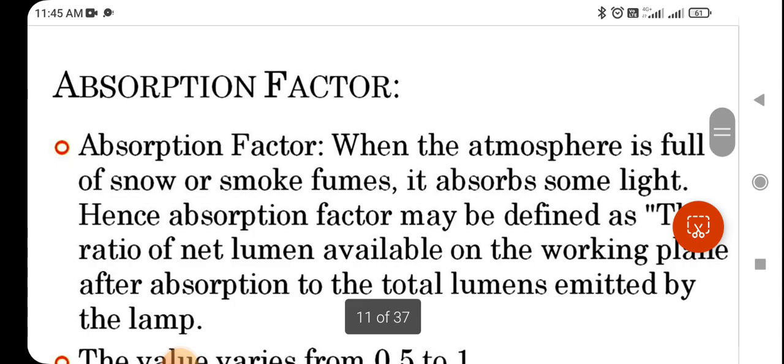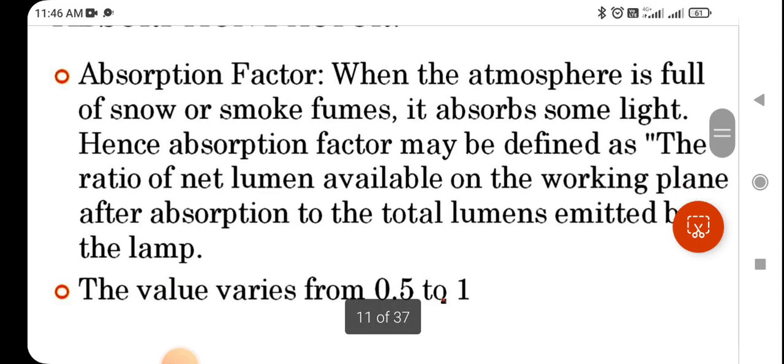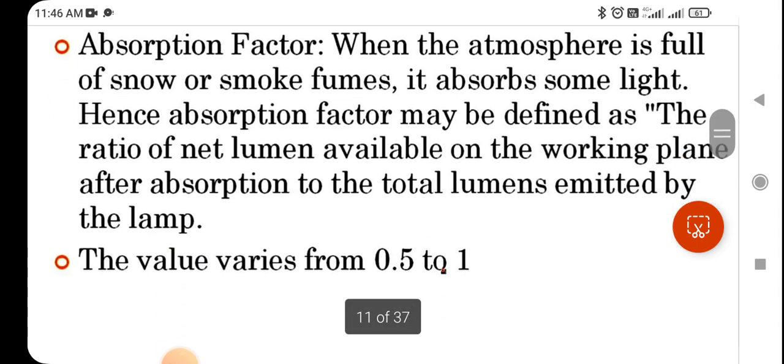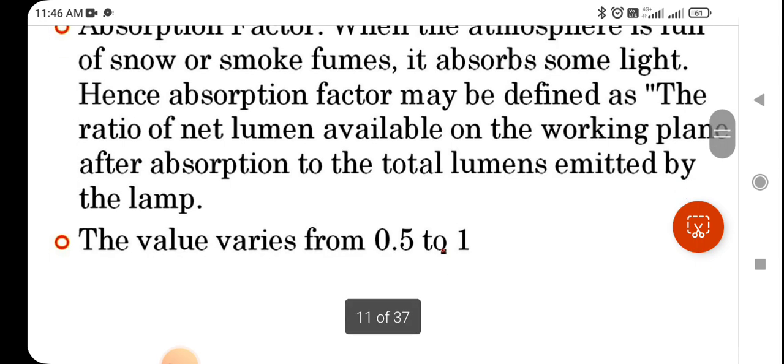Next one is the absorption factor. It varies from 0.5 to 1. When the atmosphere is full of snow, smoke and flame, it absorbs some light. Hence absorption factor may be defined as the ratio of net lumens available on the working plane after absorption to the total lumens emitted by the lamp.